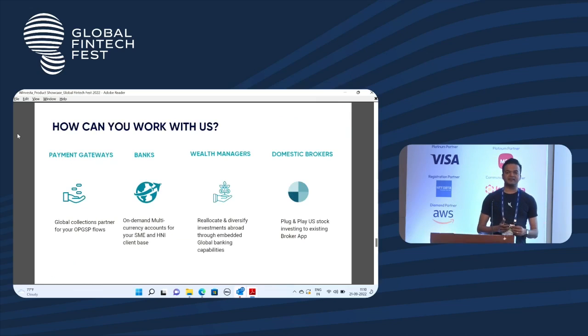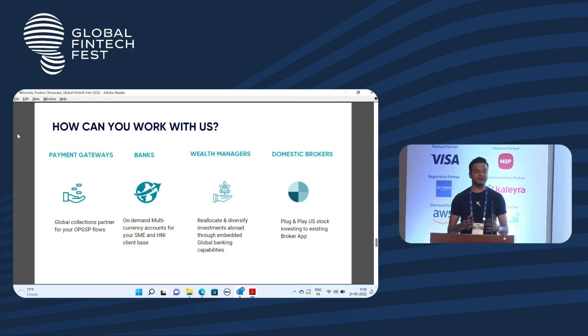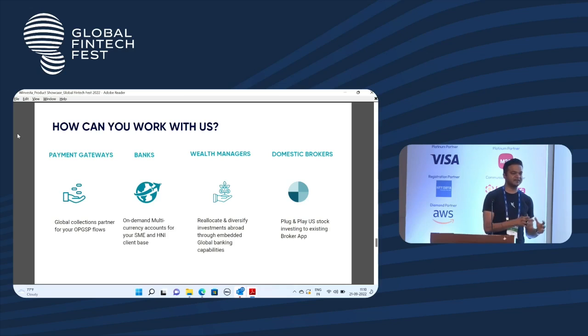How can you work with us? If you're a payment gateway, and you have an OPGSP license, you can work with us by us being your global collections partner. If you're a bank, we serve your HNI, your wealth franchise, as well as your SME franchise for their global collections too. If you're a wealth manager, we become your embedded international private bank. And if you're a domestic broker, we give you a plug-and-play offshore brokerage product too.